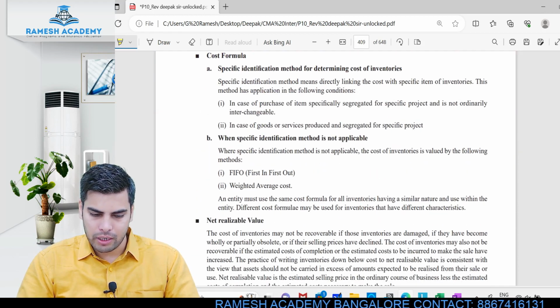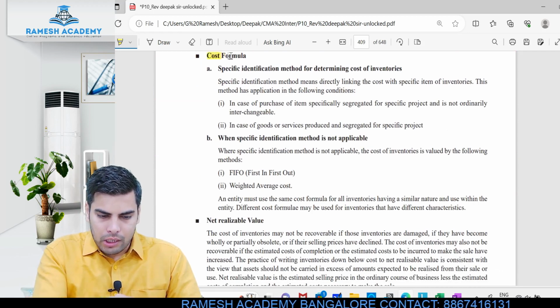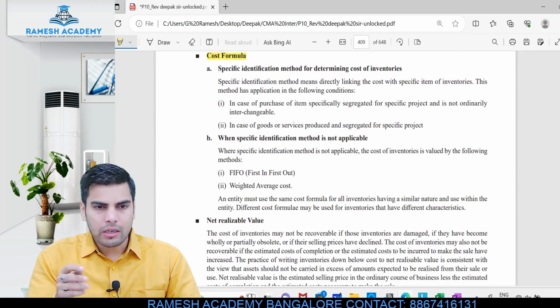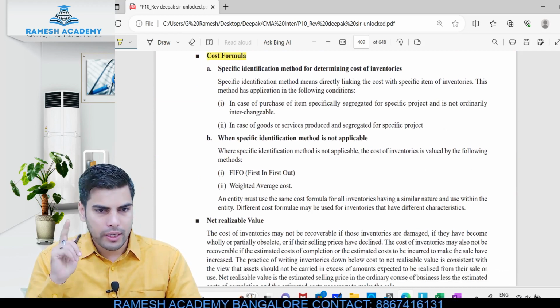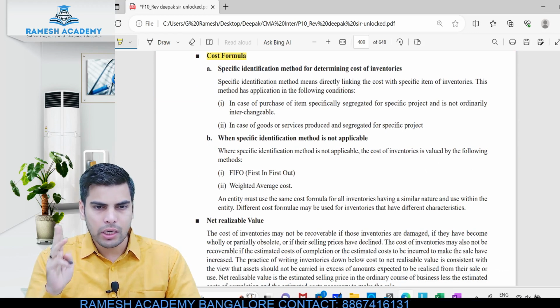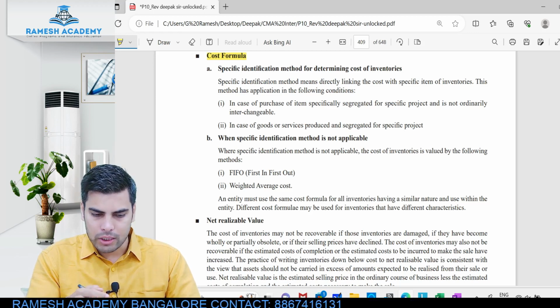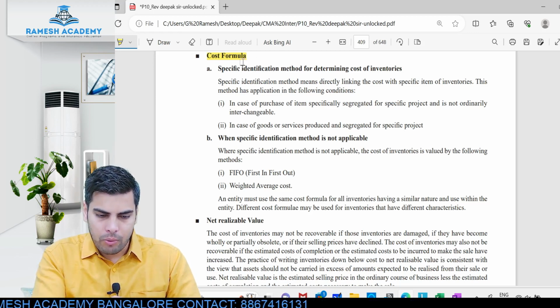Not much important again. Okay, so cost formula. When it comes to cost, you know the components of cost, right? Cost of purchase, cost of conversion, and other costs which are necessary for the purpose of bringing the product to its current location or condition. So let's talk about this cost formula.